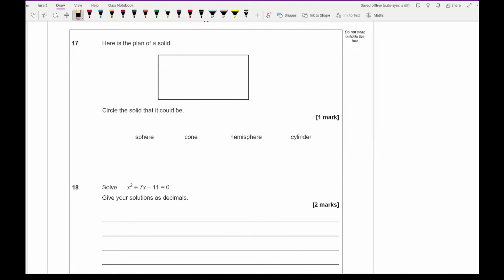So then moving on to question 17, it says here is a plan of a solid, circle the solid that it could be. So here we've got a sphere, a cone, a hemisphere, and a cylinder. Now the plan view is what it looks like from the top. So which of those would look like a rectangle? It's going to be the cylinder.